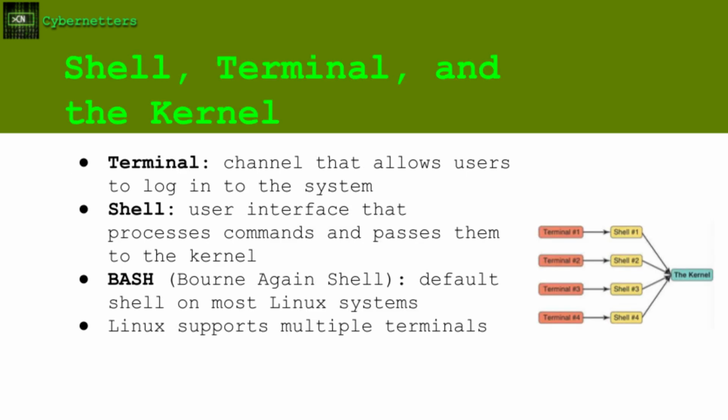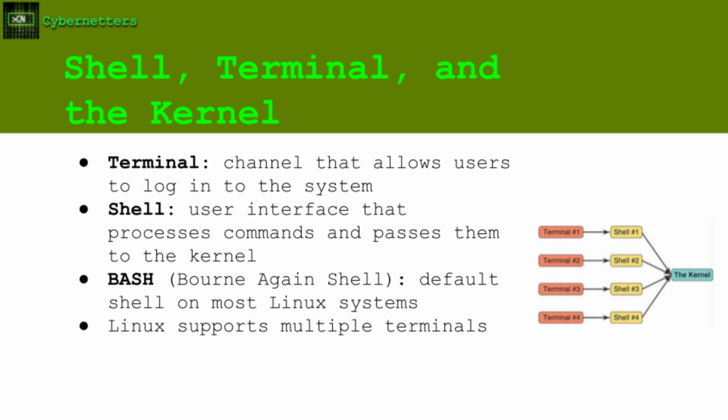In Unix or Linux, the terminal, shell, and kernel work together to allow users to interact with the system. A terminal is simply a channel that allows users to log into the system, either locally or remotely. Think of it as a doorway to the OS. The shell is the user interface that processes commands and passes them to the kernel, which is the core of the operating system that is responsible for managing hardware and processes.